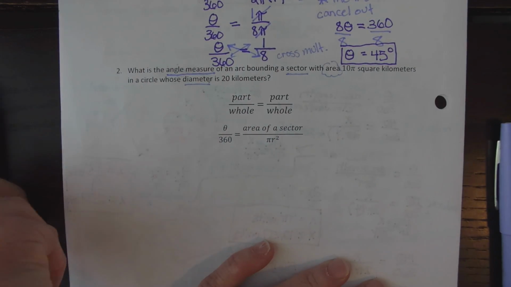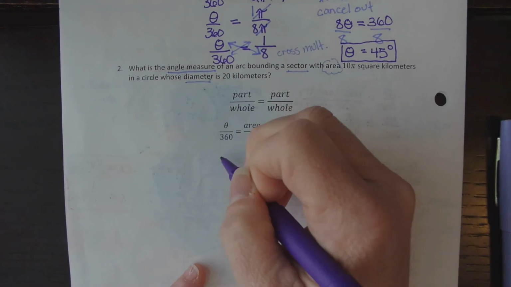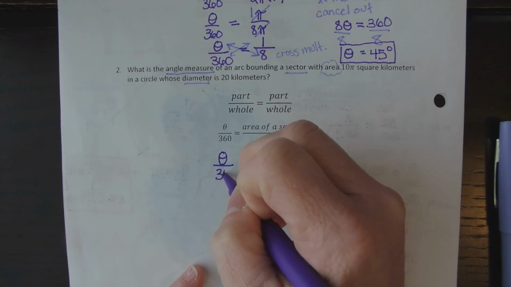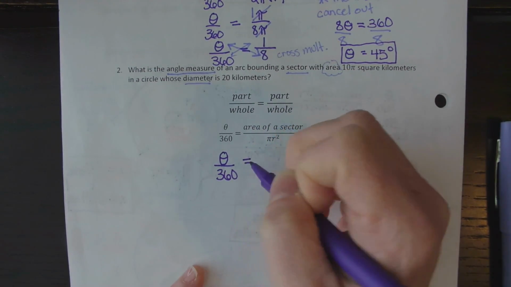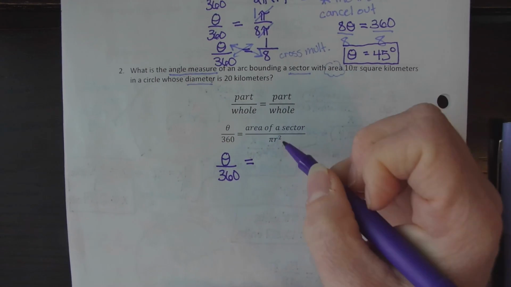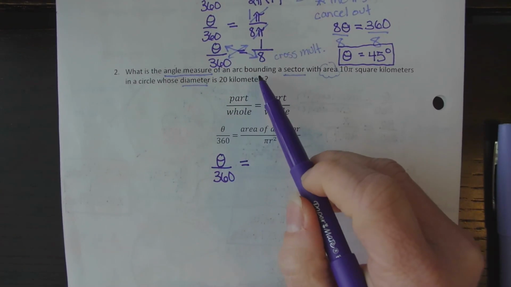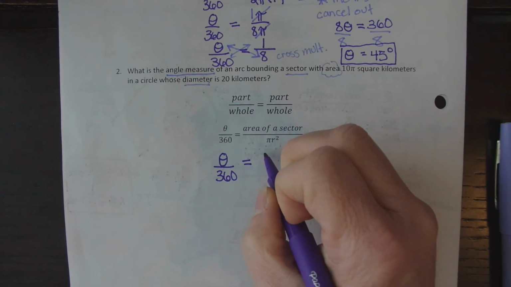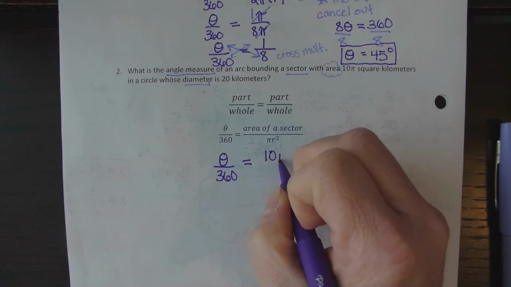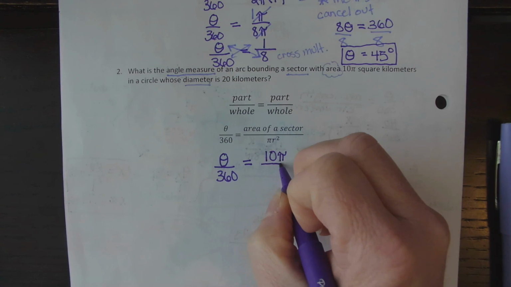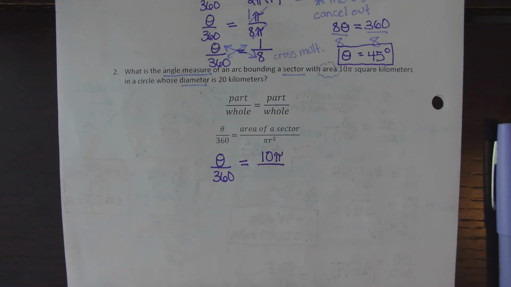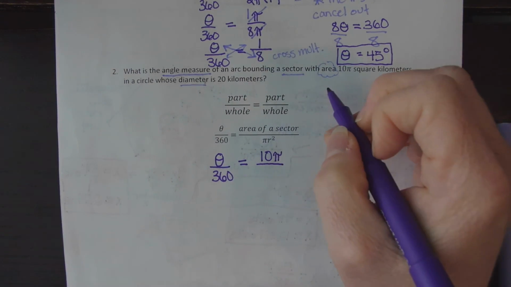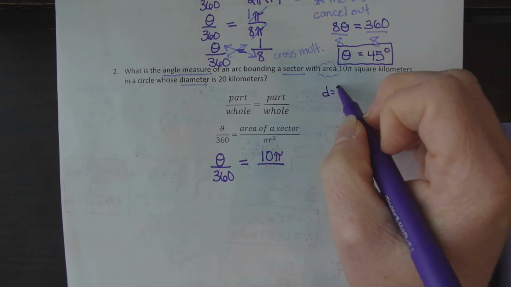All right, so let's plug in what we know. Theta is my unknown, so it's my variable. 360 is always how many degrees are in a circle. The area of a sector, let's read our problem again. A sector with an area of 10 pi square kilometers. Now, what do I need to worry about with the square kilometers is really nothing. Just know that they're kilometers. And then the diameter is 20.